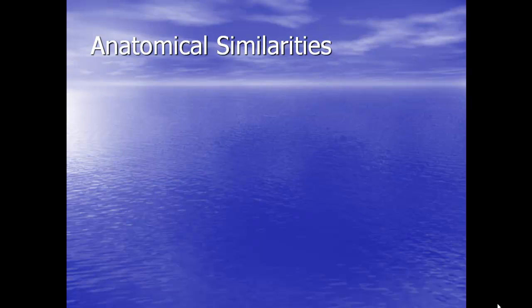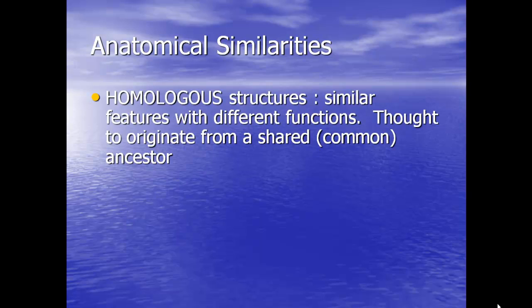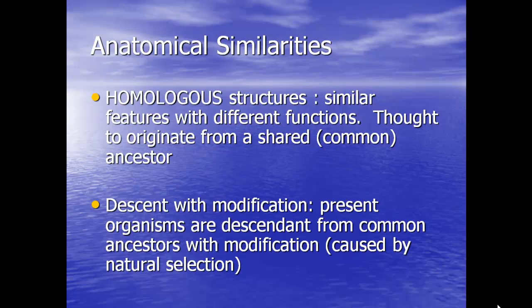Another area of study are anatomical similarities. Homologous structures are similar features, that is, their structures are similar, but they have different functions. They're thought to have originated from shared or common ancestors. This plays nicely into Charles Darwin's idea of descent with modification, that present organisms are descended from common ancestors with modifications in their structures. And Charles Darwin would have said that they were caused by natural selection.